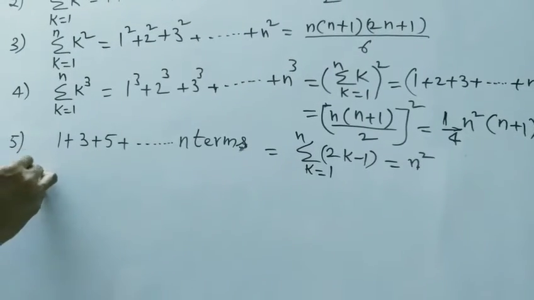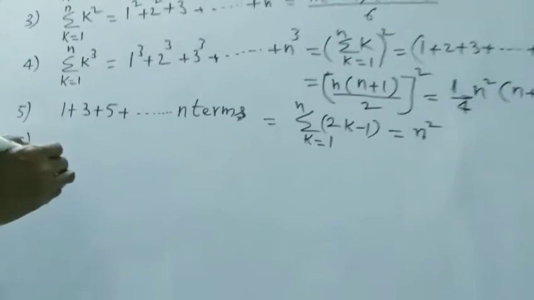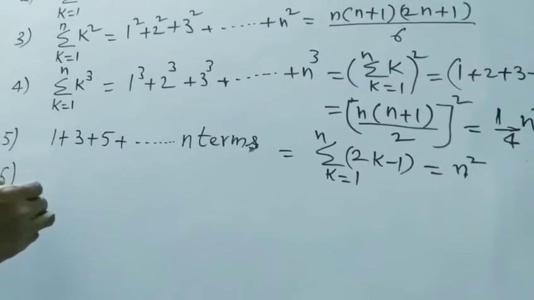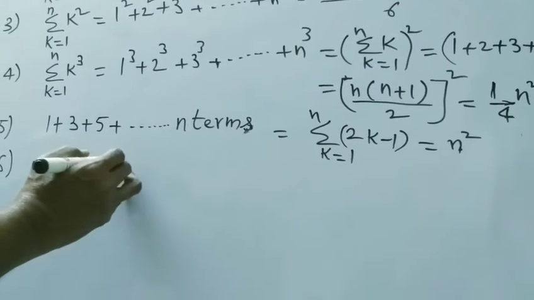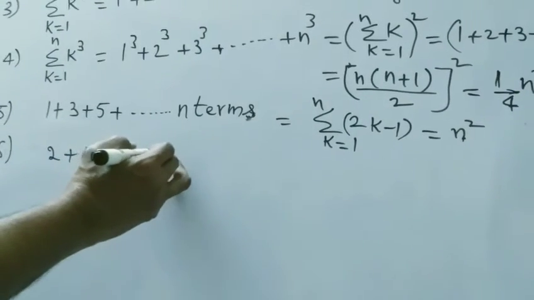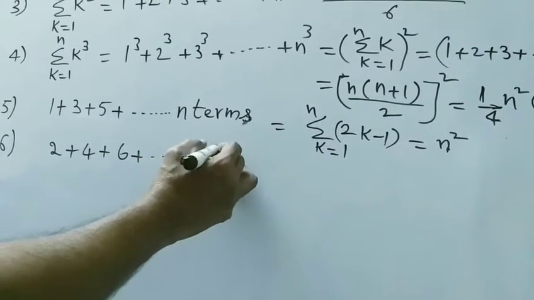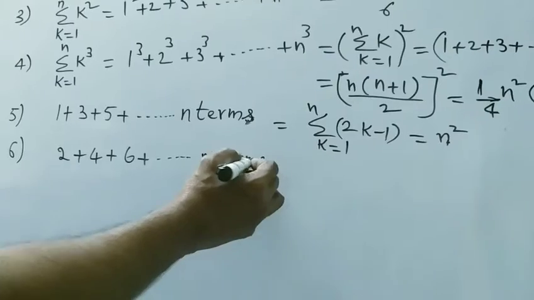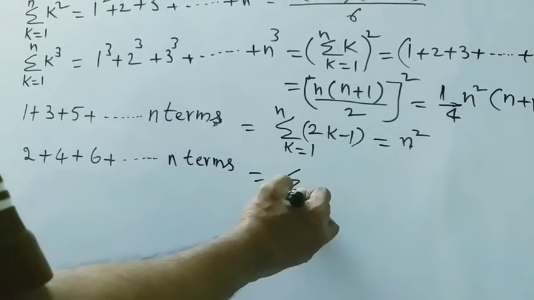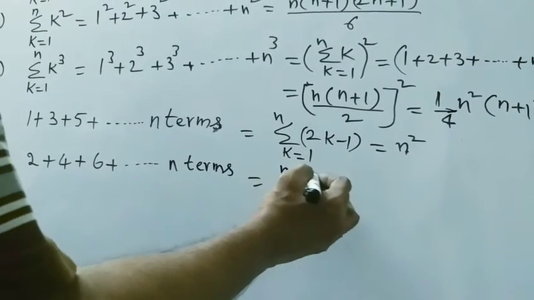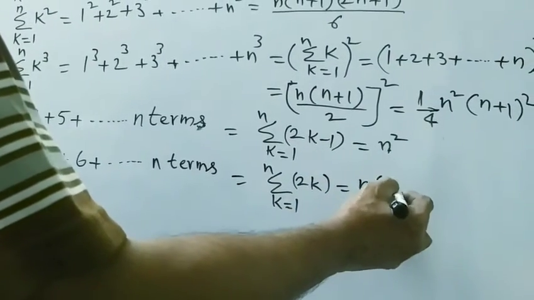And one more, sixth one, 2 plus 4 plus 6 plus and so on n terms is equal to summation of k is equal to 1 to n, 2k, is equal to n into n plus 1.